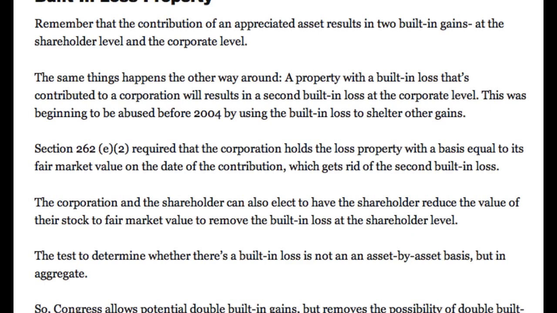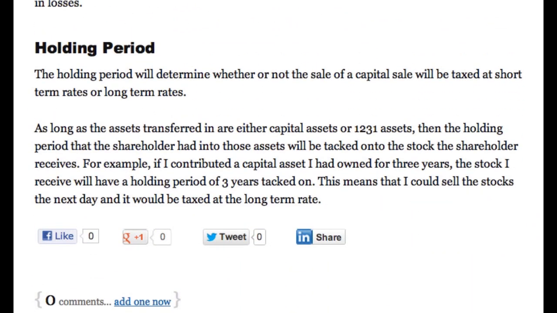What was happening is corporations were sheltering their other gains using these second built-in losses at the corporate level. The test to determine whether there's a built-in loss is not done on an asset-by-asset basis, but in aggregate of all the assets. So Congress allows potential double built-in gains, so that you can pay taxes twice, but it does remove the possibility of double built-in losses. Now, going on to holding period.